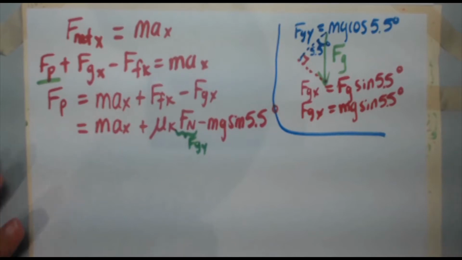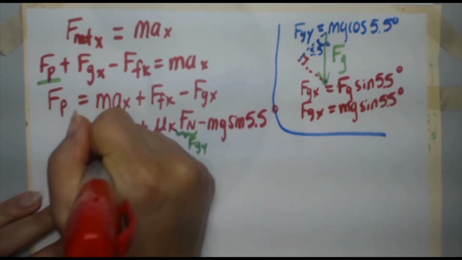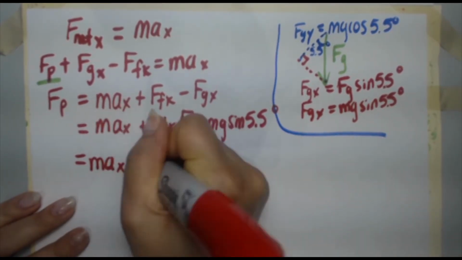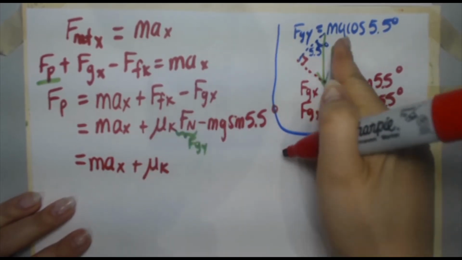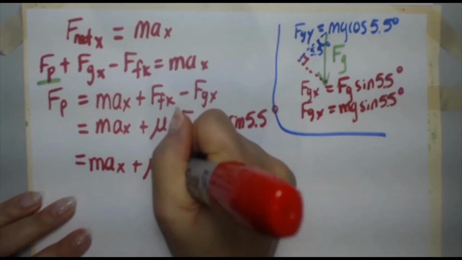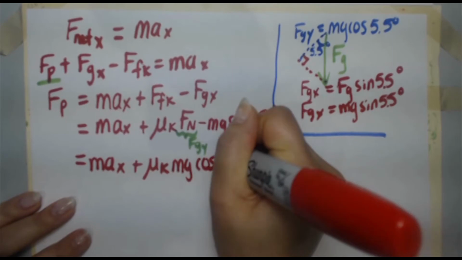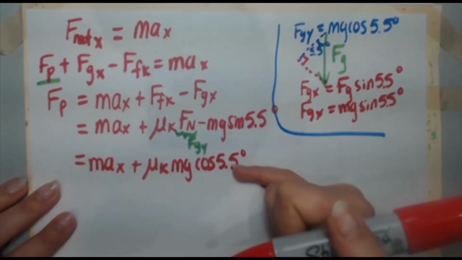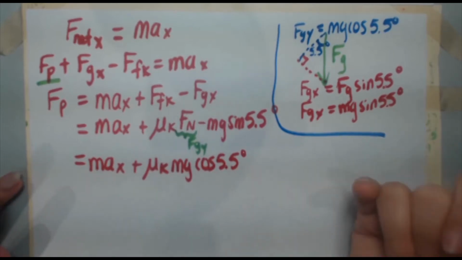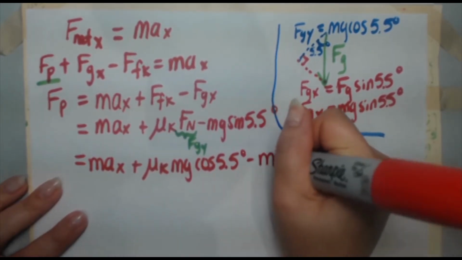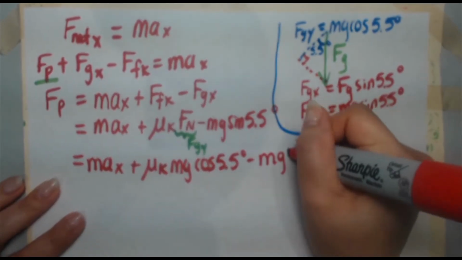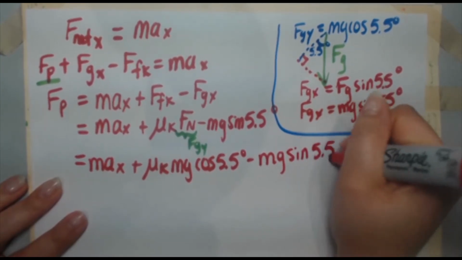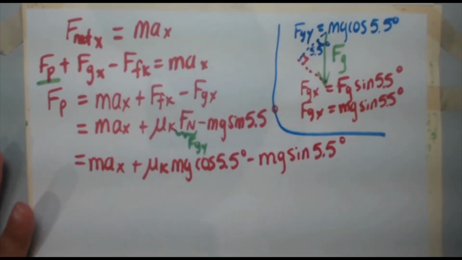I know there's a lot of substitutions here, but just bear with it. max plus mu k, again, mg cosine 5.5. In fact, guys, you don't really have to plug in the 5.5 yet. You can just leave it as theta, and technically that would be more proper. But since I've already gone ahead and done it as 5.5, let's leave it like that for now. It's okay.